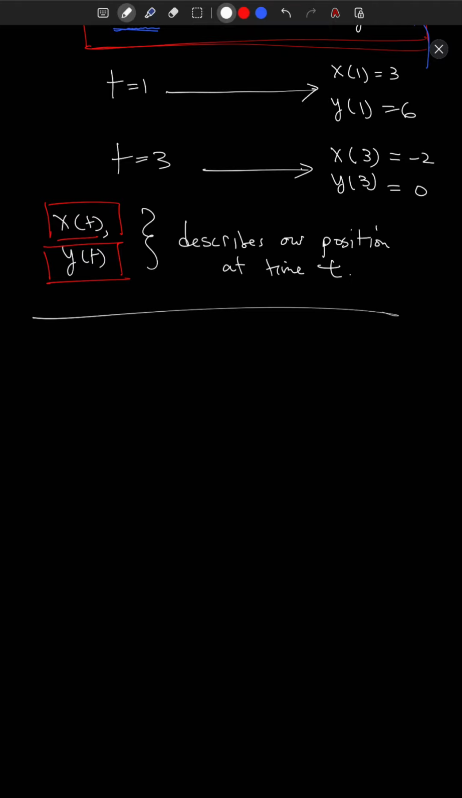Let me give an example of this. Let me write down one possible motion. Let's say x of t is equal to 1 plus 3t, and y of t is equal to 2 plus 5t. So these two equations, these two functions, describe my motion at time t.